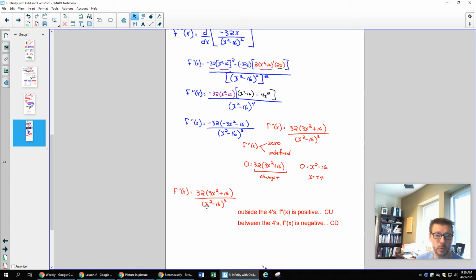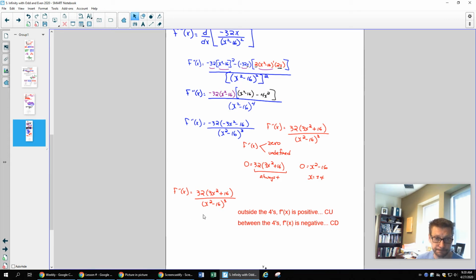If you pick 5 squared minus 16, it's a positive number. If you put negative 5 squared minus 16, it's a positive number. And a positive cubed is a positive. And we know the top is positive. So outside of the 4's, your second derivative is going to be positive. Outside the 4's, you're concave up.